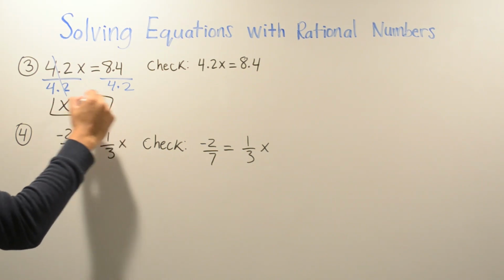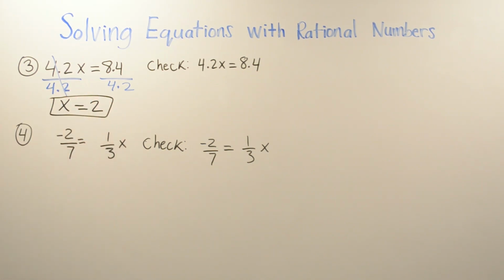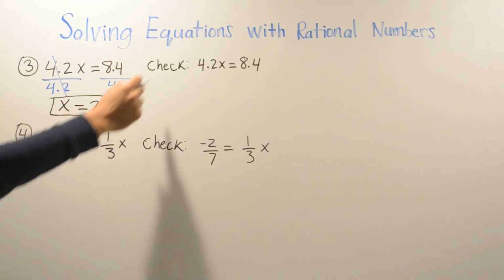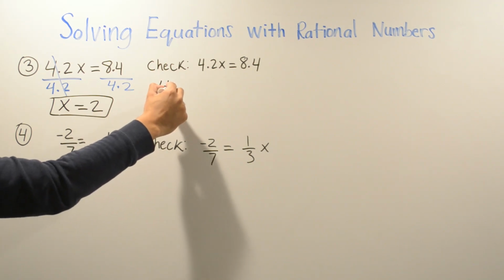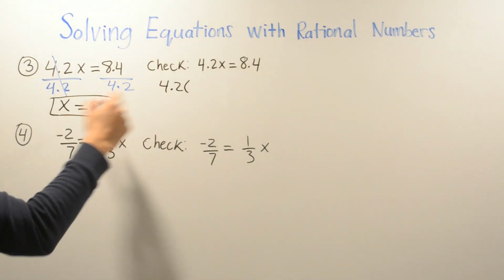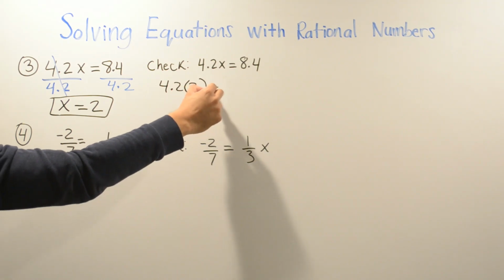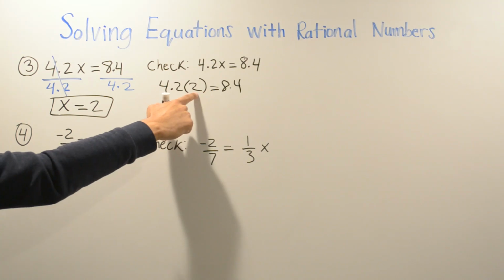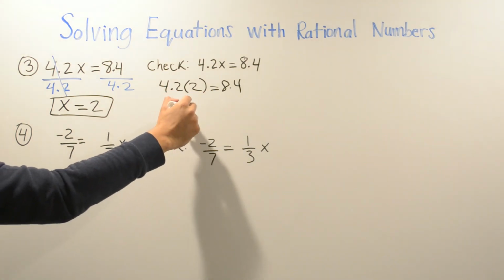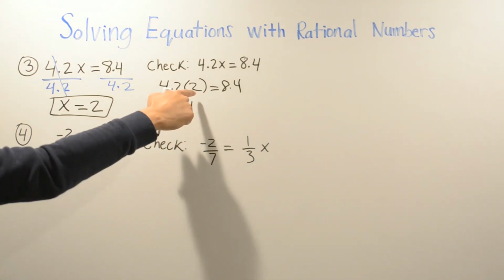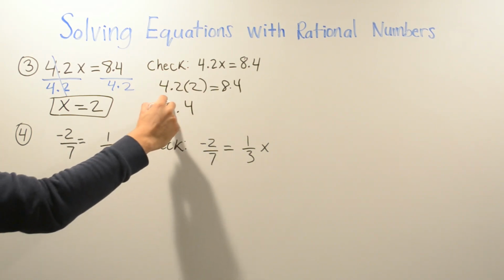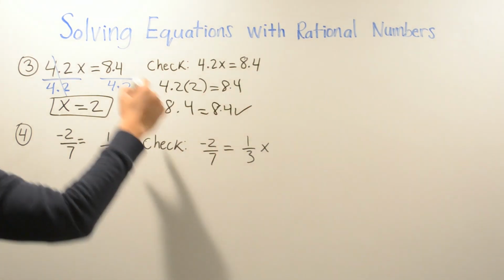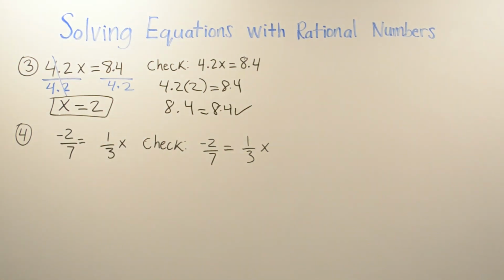x equals 8.4 divided by 4.2, and the answer is going to be 2. And then to check it, all you have to do is plug in 2 wherever you see x. So in this one we have 4.2 times 2 equals 8.4. So 2 times 2 is 4, decimal point, and then 2 times 4 is 8, equals 8.4. So we checked our work, and you saw that it's the same answer.